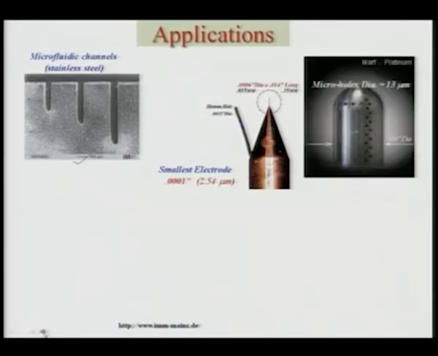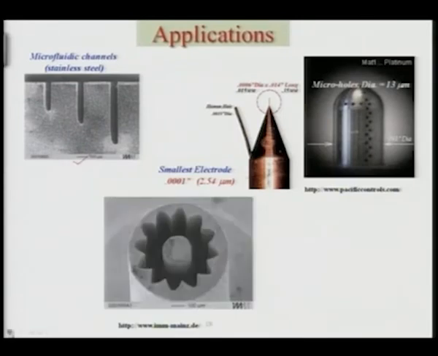Now here you can see the micro holes that have been drilled. The size of the micro holes is just 13 micron, and you can see the enlarged view of the holes as well as the workpiece. Now here you can see the internal gear that has been made, and this is the scale.